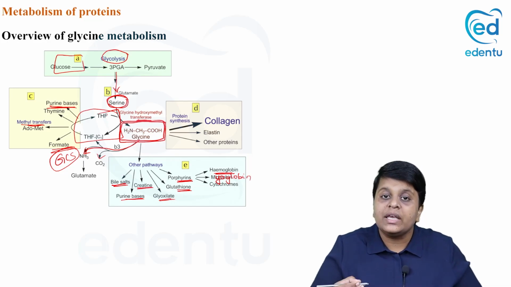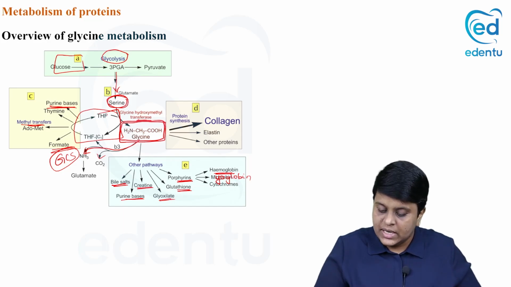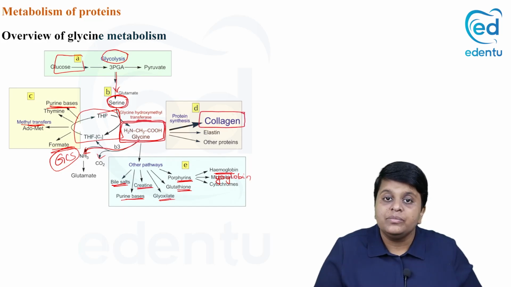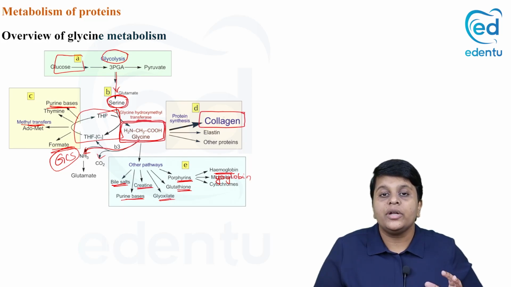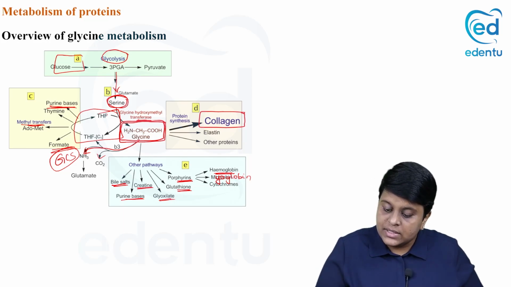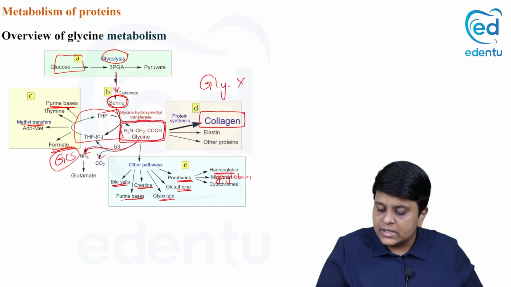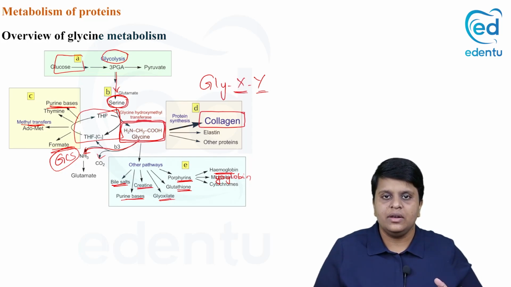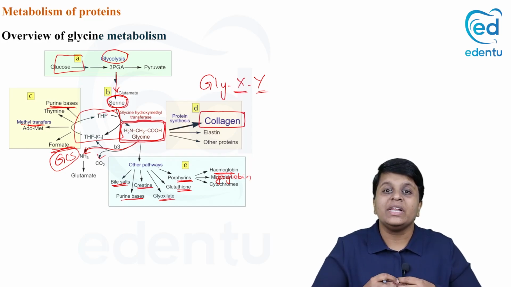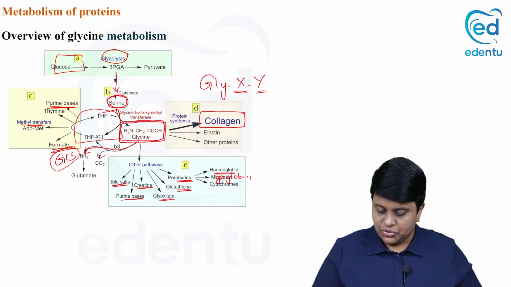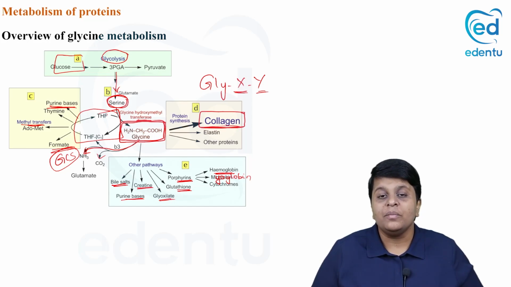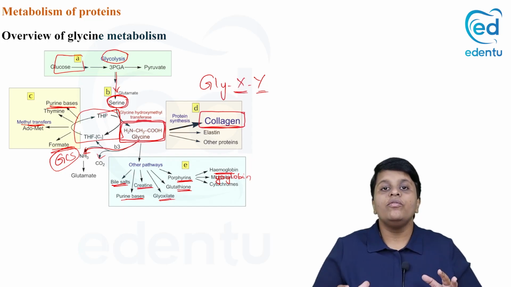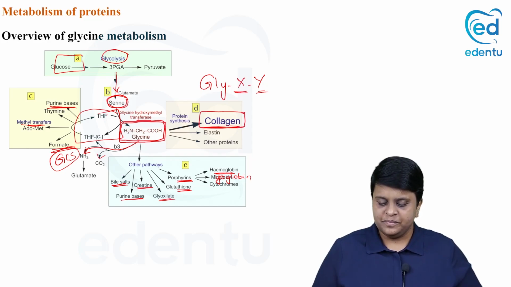And apart from this, glycine can form components of various proteins, and the most important one is collagen. Collagen is the most important protein of the extracellular matrix, and this is made up of repeats of glycine-X-Y amino acids. The X and Y will be commonly proline and lysine, that is hydroxyproline and hydroxylysine. And collagen is responsible for the tensile strength of various tissues. So collagen is also one of the special products derived from glycine. This gives an overview of glycine metabolism.